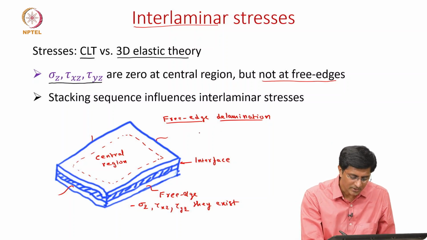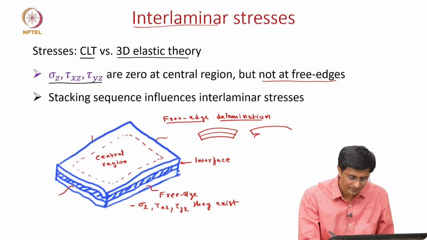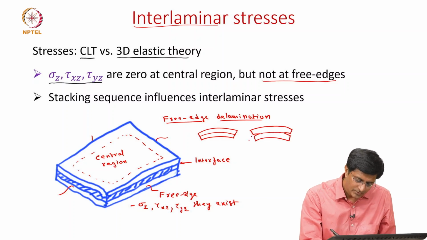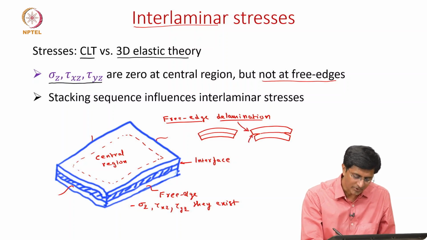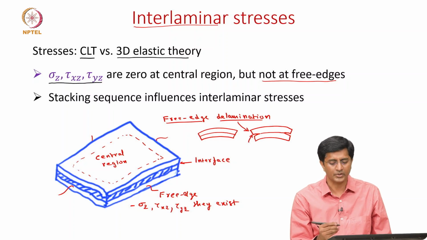Let's say this is how you expect the intact laminate to be. Let's say we are only talking about two layers, but because of the free edges, at the edges we might see some failures like this. So this we are calling the free edge delamination.